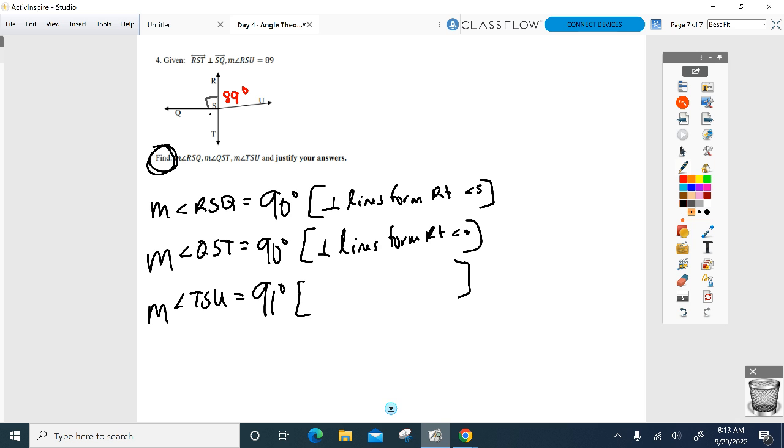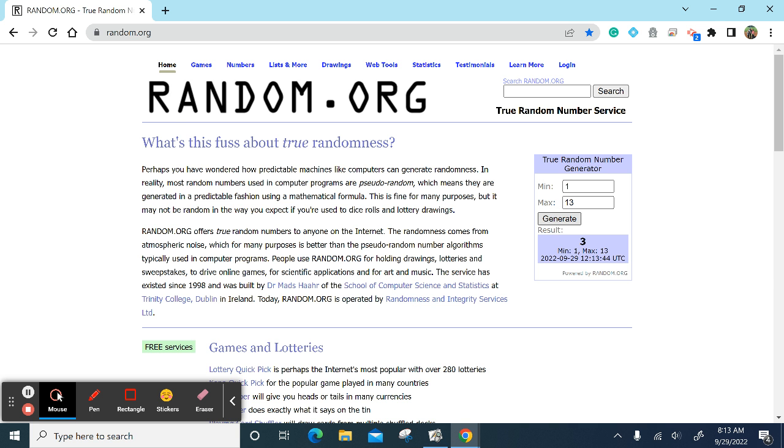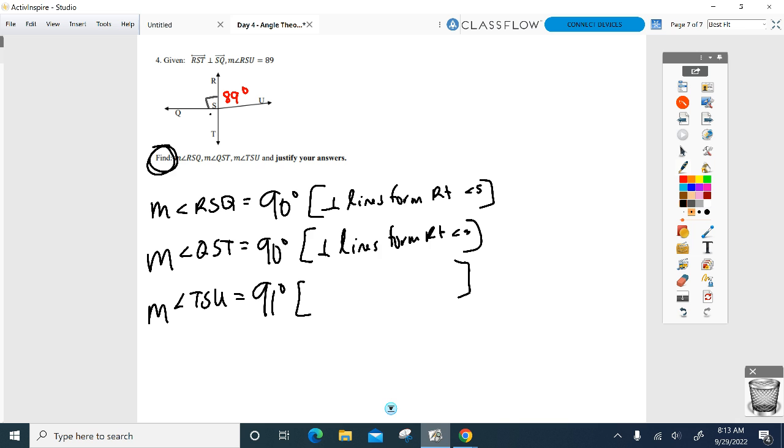Oh, thank you. Why is that 91? I said supplementary angles equal 180. Straight lines, straight angles add to 180. Linear pairs are supplementary, right? All right, anything works. So that's on tonight's homework too. If justify your answer comes up, linear pairs.